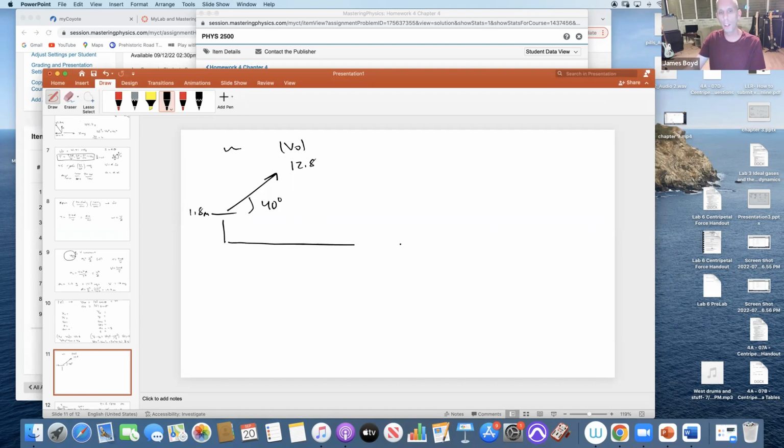So what we want to know is how far does it go before it hits the ground, at y final equal to 0. Our y initial is 1.8. Our x initial is 0. And our x final is what we want to solve for.